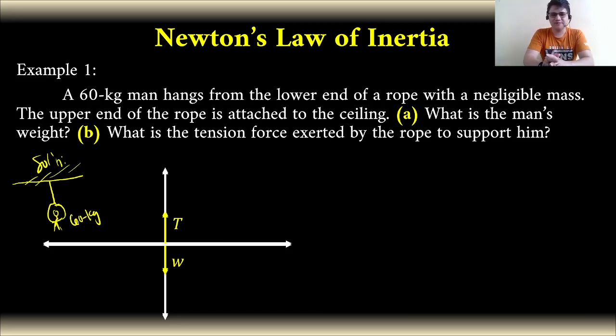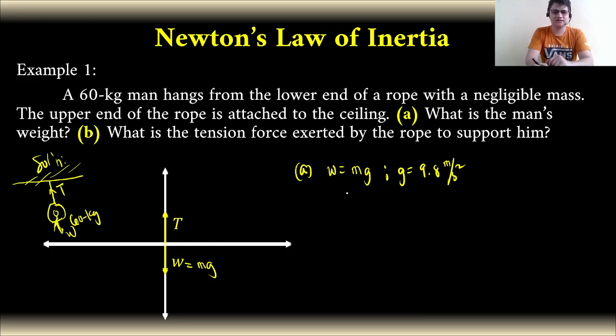So we have to draw a free body diagram for this particular problem. To support the man, the tension force should be upward, and we have here the weight of the man, which is downward. And as we know, the weight is equal to mass times gravity. So to answer letter A, the weight of the man is given by the mass of this man times the gravity, where the gravity is equal to 9.8 meters per second squared.